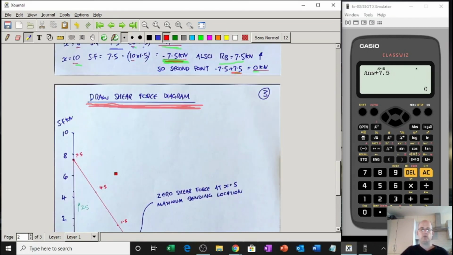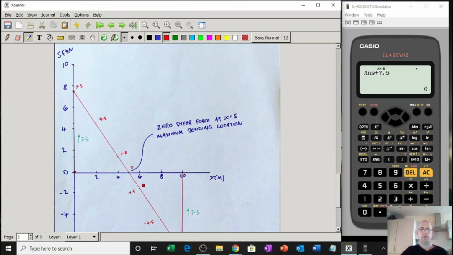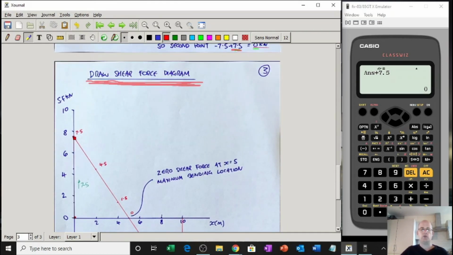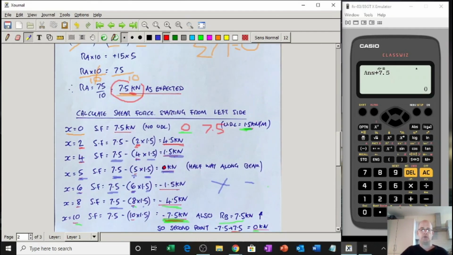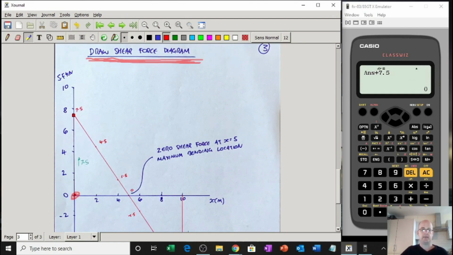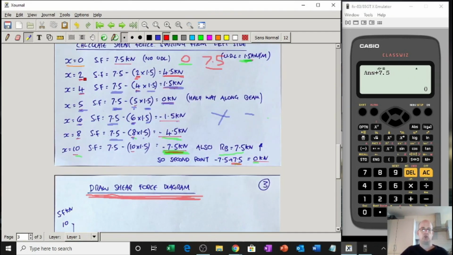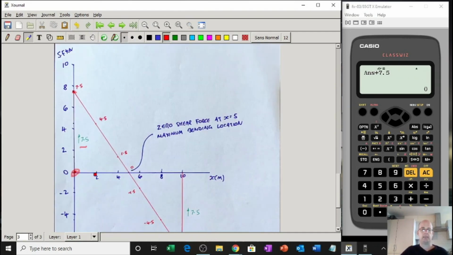You will see with a UDL, it's a sloping line. So every time you've got a UDL, it'll be sloping. So don't forget, it starts off at 0. Then this 7.5 kicks in, up 7.5. And then at x equals 2, we've got 4.5. Plot it.